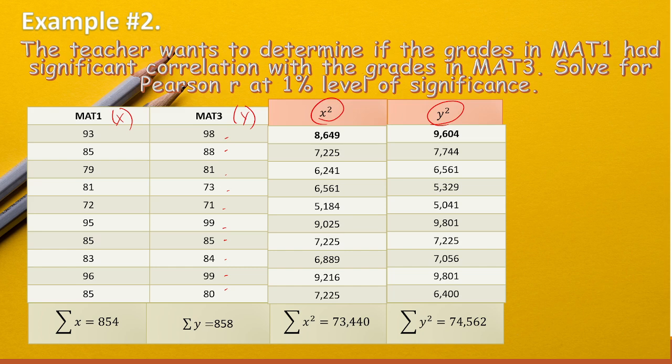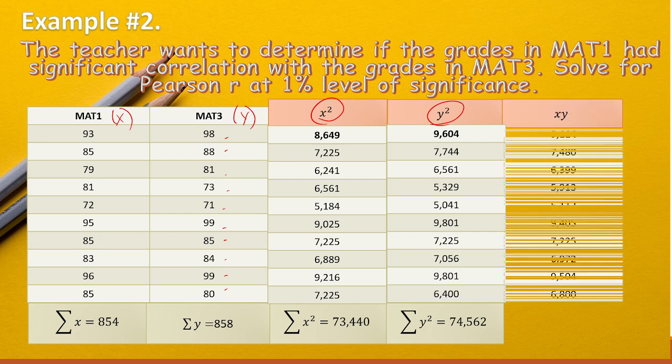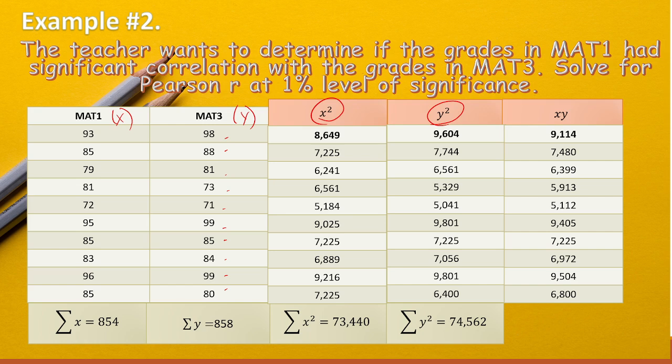Okay, so yung last column natin, we will simply multiply x and y. So ito na siya. Ayan, pag minultiply natin, then kailangan na nating i-add lahat. Okay, so we get 73,924. Okay, now, bago natin i-solve, kunin na muna natin yung kanyang alternative and then null hypothesis.